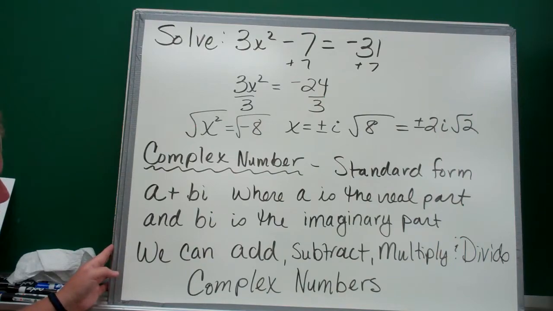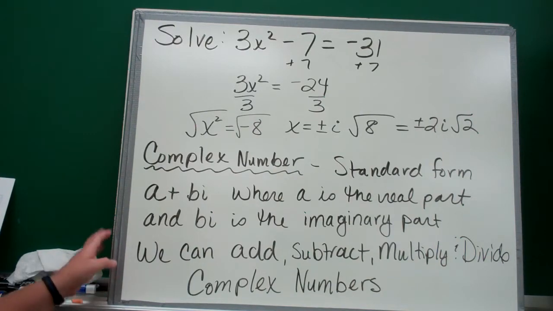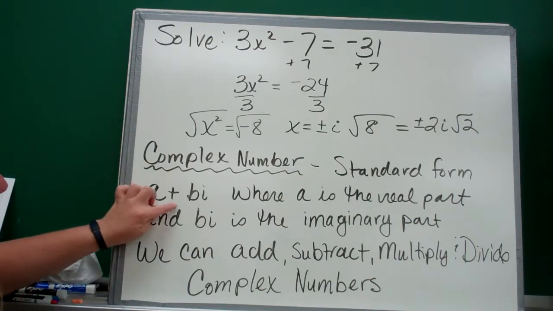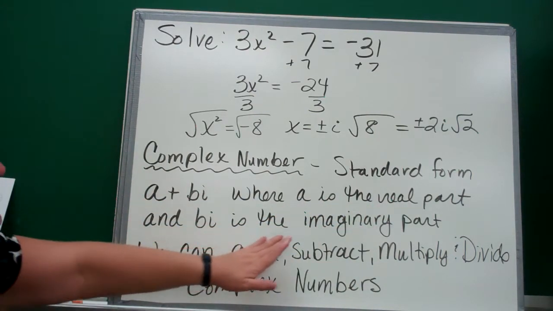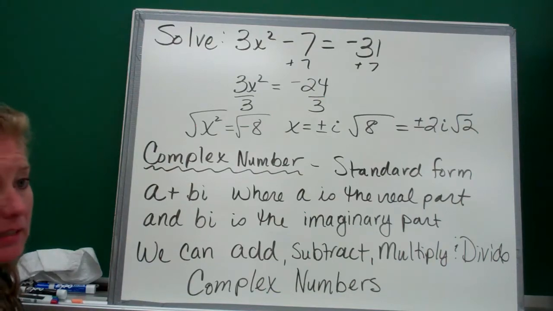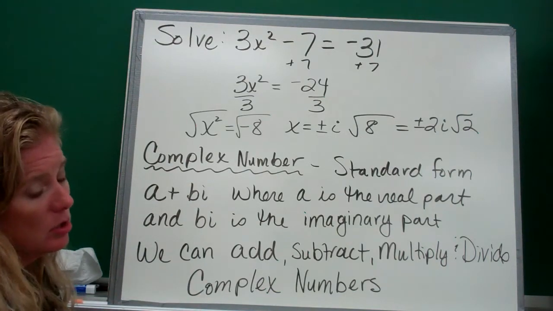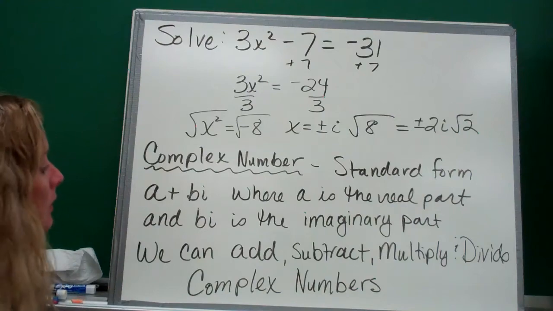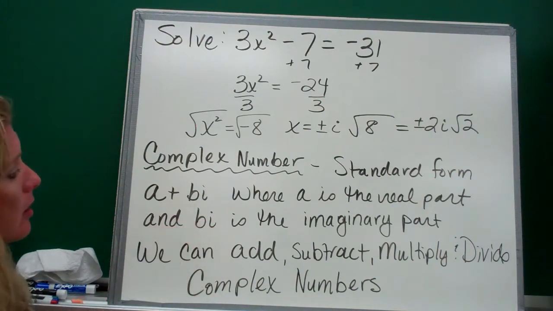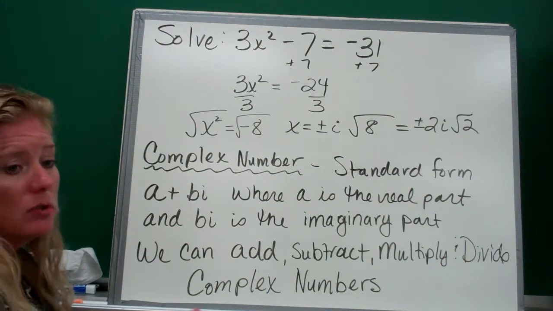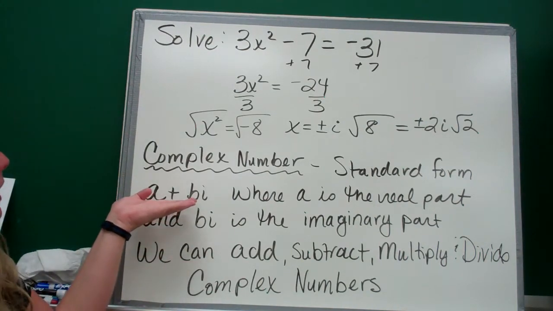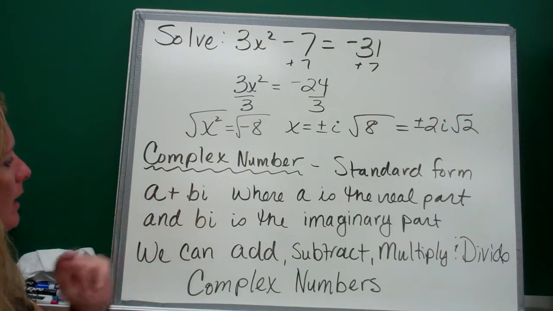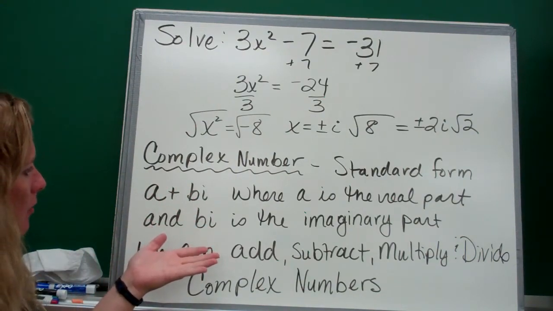Complex numbers. In standard form, we have a complex number of a plus bi, where a is the real part and bi is the imaginary part. Actually, all numbers are considered to be complex. They either have an imaginary part or not. So the ones that do not have an imaginary part are real numbers. The complex numbers that do have the bi part are just complex numbers.